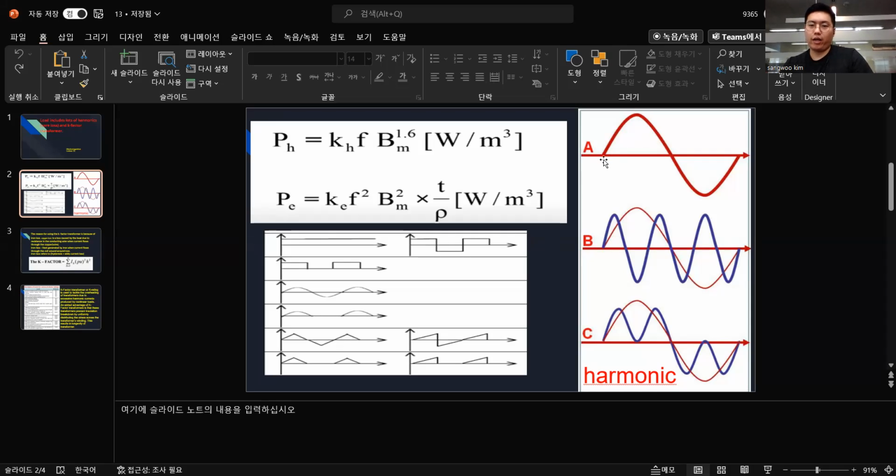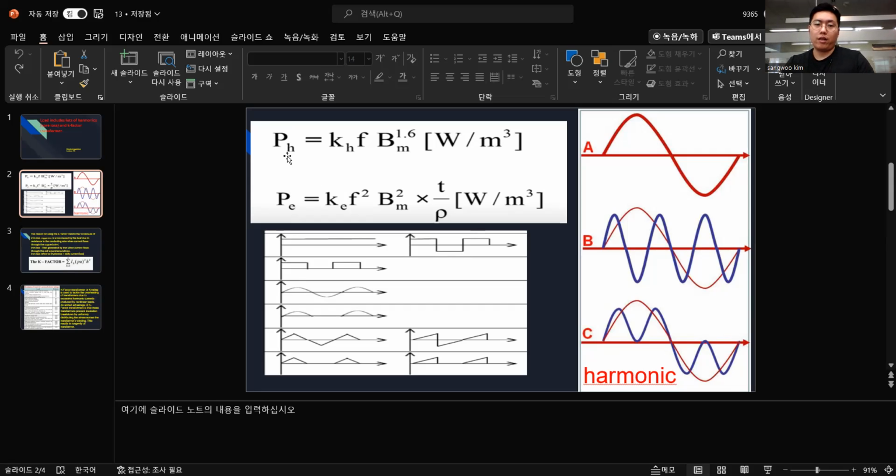Here's number A. A is just a sine waveform, right? But what I said is the harmonics make it double or three times or more. Look at the waveform here. For example, if A was 60 hertz, now because of the harmonics, it becomes 120 hertz.